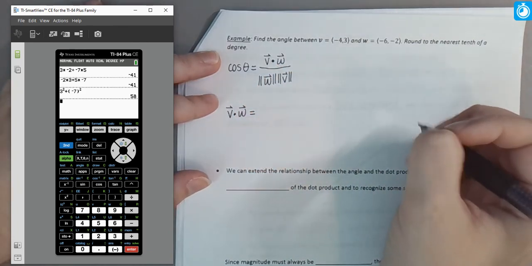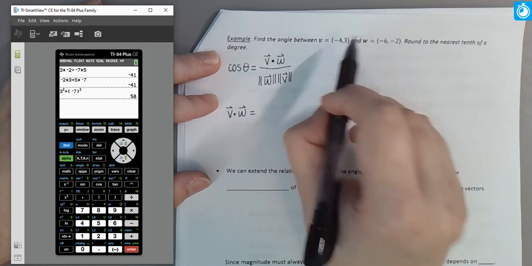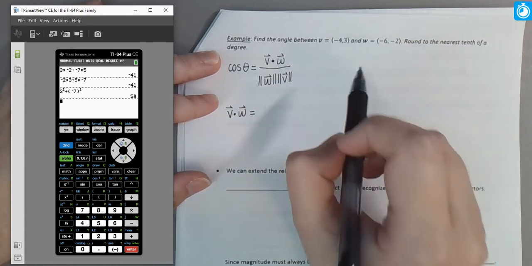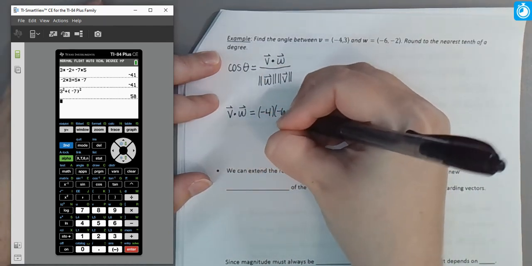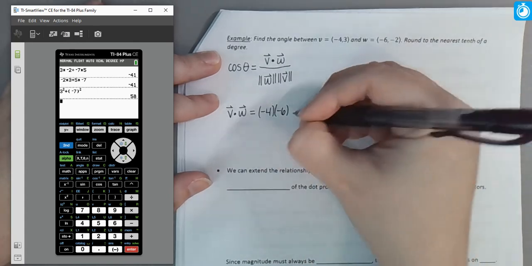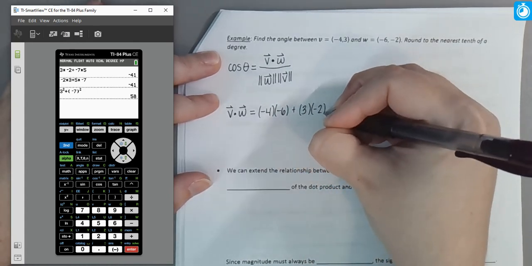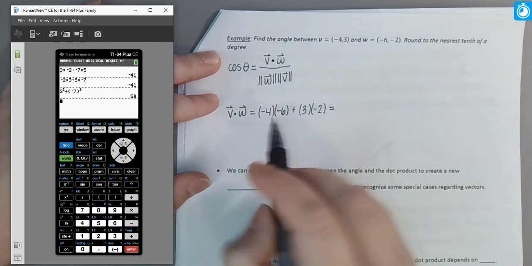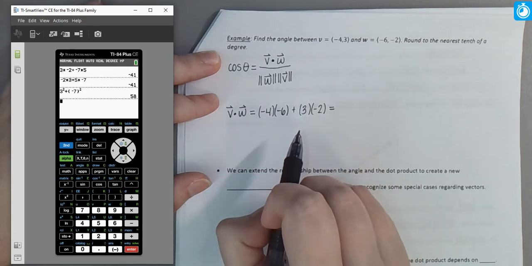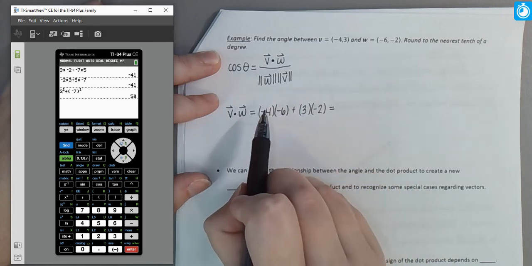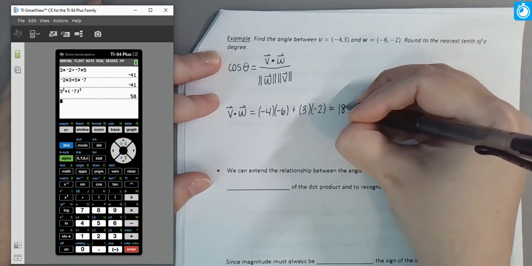So V dot W, we're going to multiply our horizontal components, multiply our vertical components, and then take the sum of that. So that's going to be -4 times -6 plus 3 times negative 2. So negative 4 times negative 6 is 24. 3 times negative 2 is negative 6. So 24 minus 6 is going to be 18.